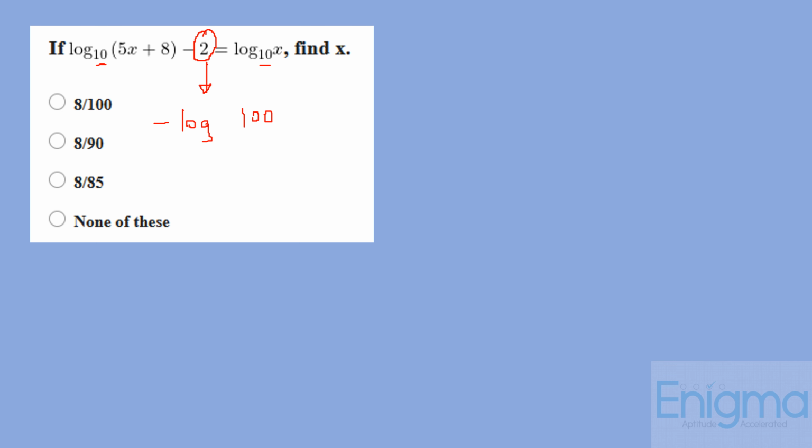So this minus log 100 can come on the right hand side, and hence we will get the equation as log of 5x plus 8 to the base 10 is equal to log of x to the base 10 plus log of 100. Now by using the property that whenever there is a plus sign in between logs, there is multiplication of the individual logs, this becomes log of 100x.